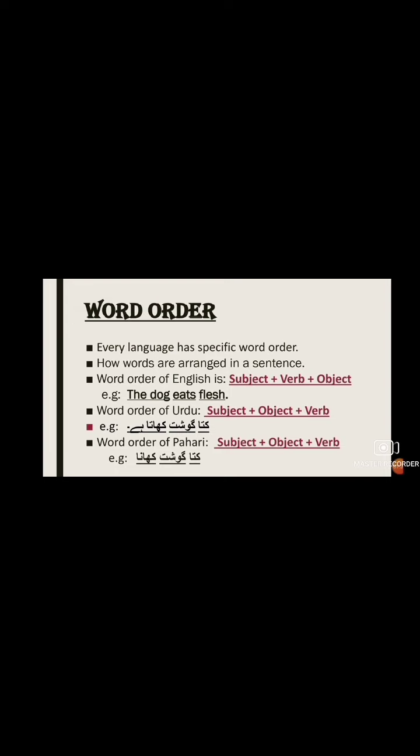Let's take an example here. The dog eats flesh. So the dog is the subject here. It comes first. Eats is the verb and flesh is the object.